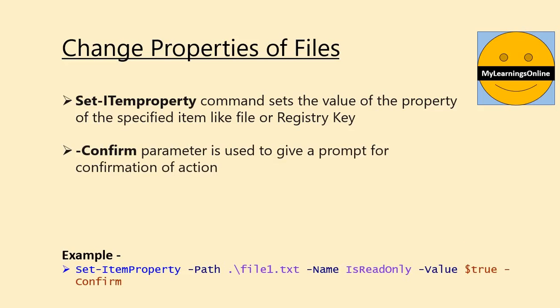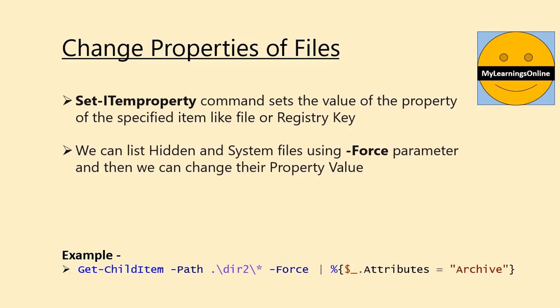The Confirm parameter is used to give a confirmation prompt before running the command. This helps us to be double sure about our action. In this example, we are trying to set the value of a property of a file. But before making this change, we want to get a confirmation prompt using the Confirm parameter to be double sure about our action.